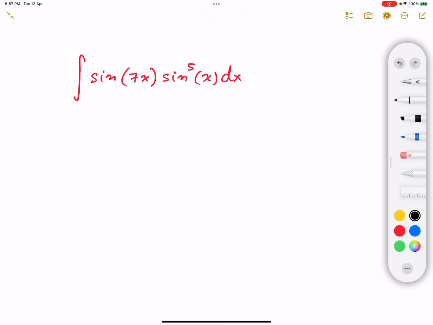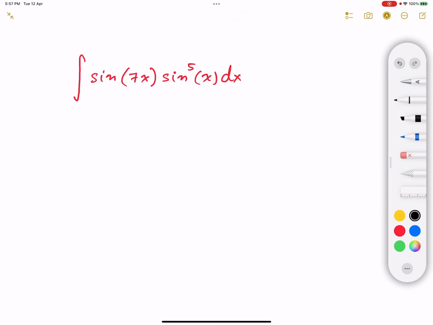In this video, I'm going to teach you how to solve this indefinite integral. So we have here the integral of sine of 7x multiplied by sine to the power 5 of x dx. So how can we solve for this integral?